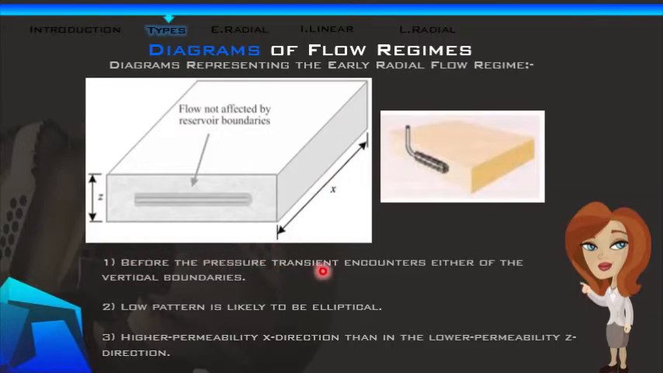It is the first stage before the pressure transient encounters either of the vertical boundaries. Before the pressure disturbance touches both vertical boundaries, that's where early radial occurs. For early radial, the pressure transient will spread like a circle, but it's more elliptical in a real situation because the x direction permeability is higher than the z direction permeability, so the z direction has lower k.